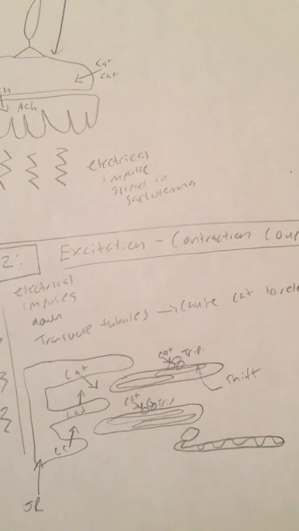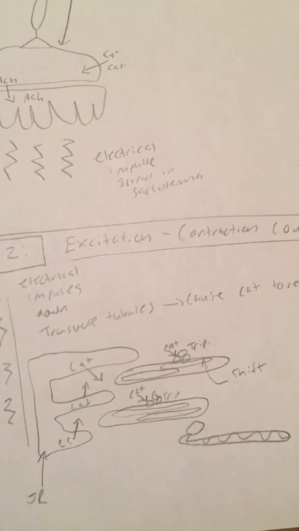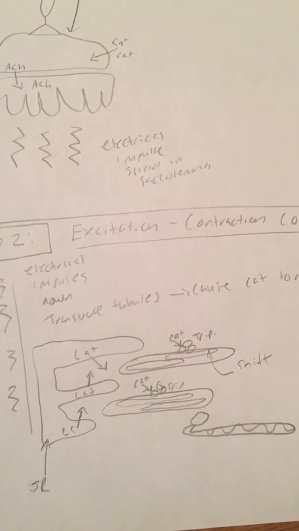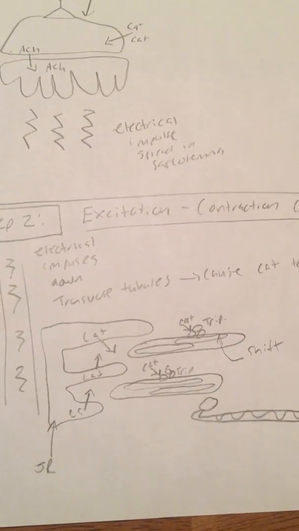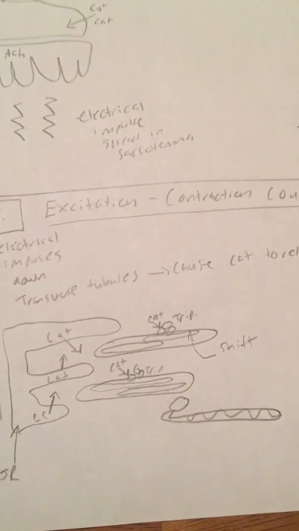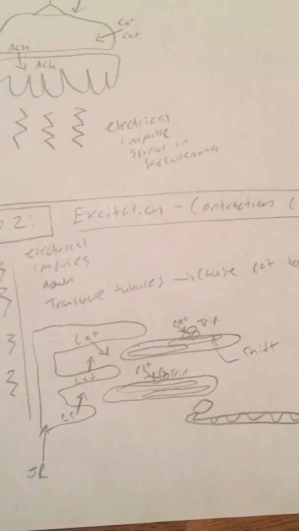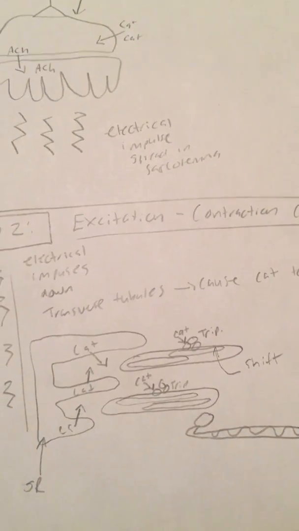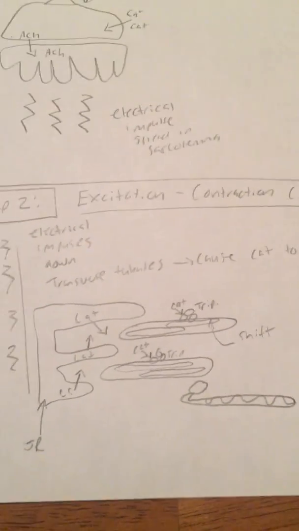In step 2, we have excitation contraction coupling. Here the electrical impulses move down the transverse tubules, and this causes the sarcoplasmic reticulum to release stored calcium. These calcium ions diffuse through the sarcoplasm and bind to troponin. This causes tropomyosin to move away from myosin binding sites on the actin.